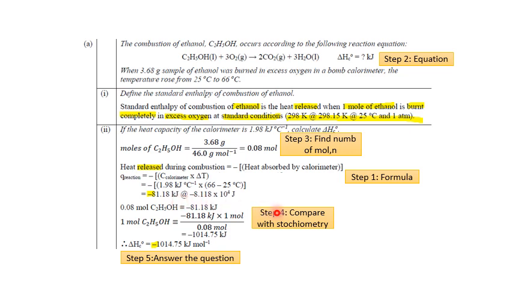Okay, next step, we compare by using stoichiometry method. 0.08 mole releases negative 81.18 kilojoule. So now the question is, enthalpy of combustion means 1 mole of ethanol. So by stoichiometry, you get the answer negative 1014.75 kilojoule. Don't forget to make the conclusion. The enthalpy of combustion is negative 1014.75. Finally, we need kilojoule per mole. The negative sign is a must, and then the final unit must be kilojoule per mole.